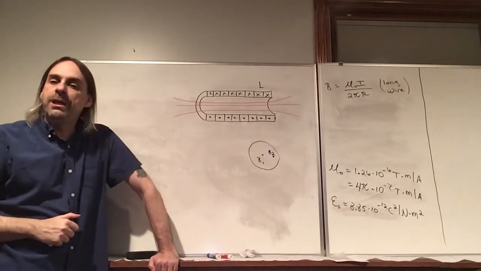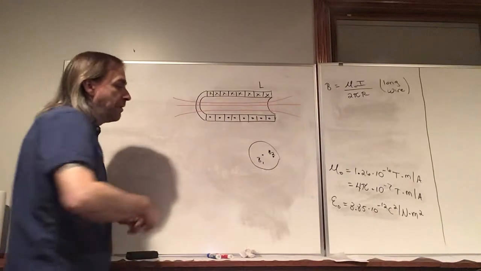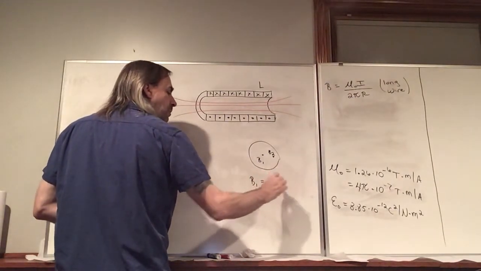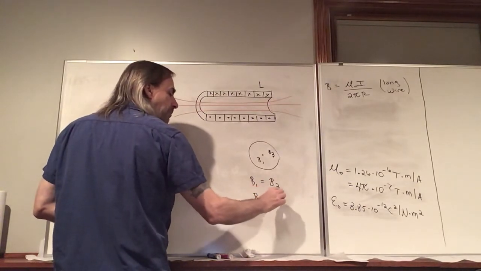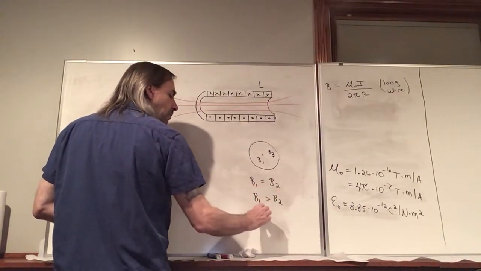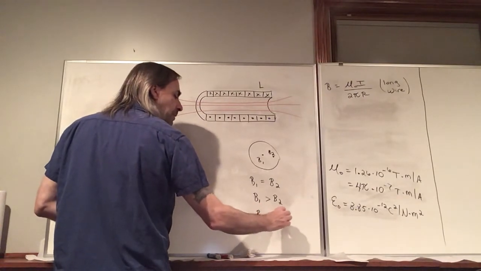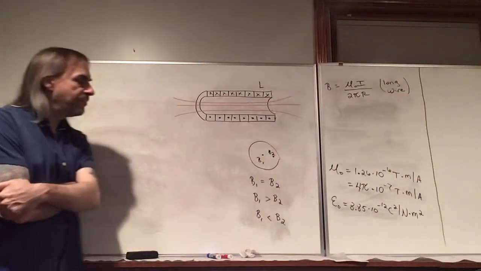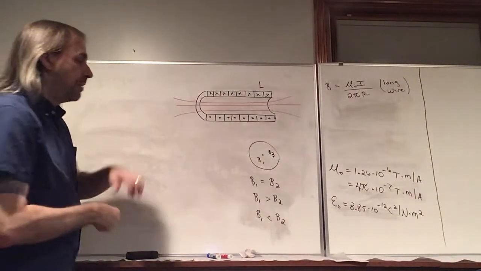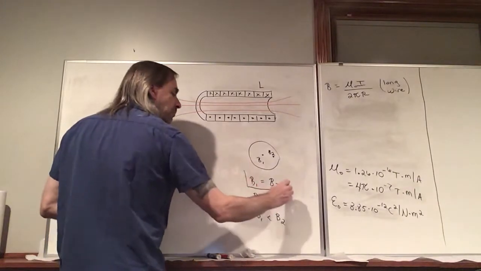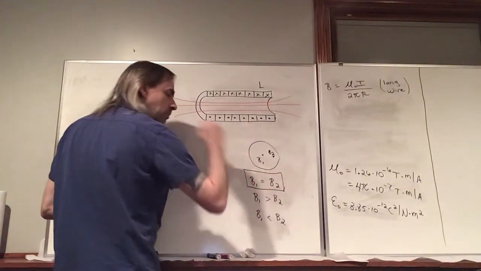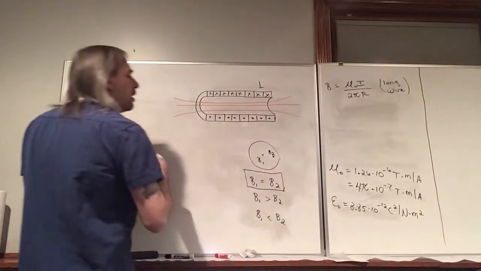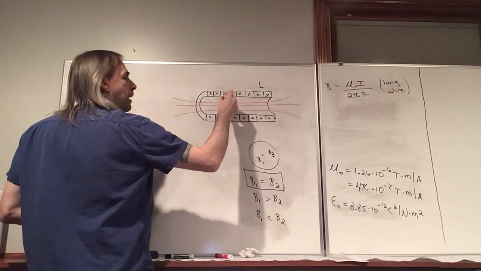Which one's going to be stronger? There's three possibilities here. B1 equals B2, B1 is greater than B2, or B1 is less than B2. And the correct answer is that B1 equals B2. We can actually show this from Ampere's law. What I want to do is draw a loop like this.